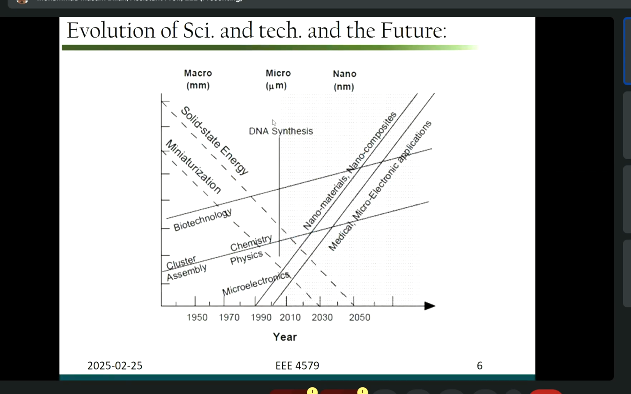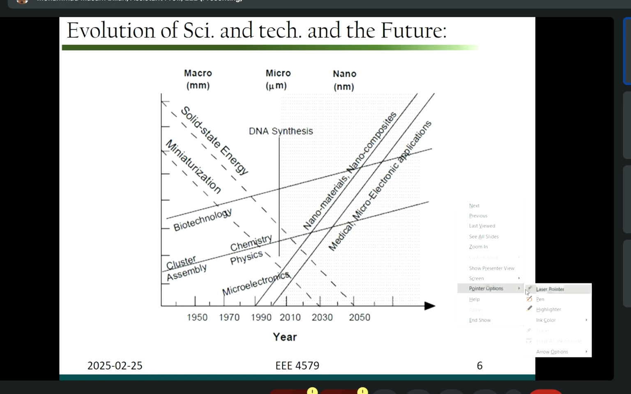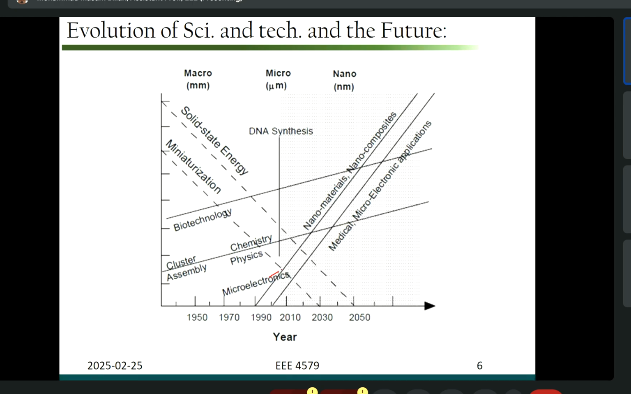So let's talk about, you can see, going back to 1950, 1970 to 2050, what is the trend? Actually, the trend is you can see the size is reducing, right? So all the electronic size, microelectronic size, is moving toward the nanometer. So if the microelectronics or electronic devices are approaching nanometer scale, the microelectronics are going into the nanometer range.